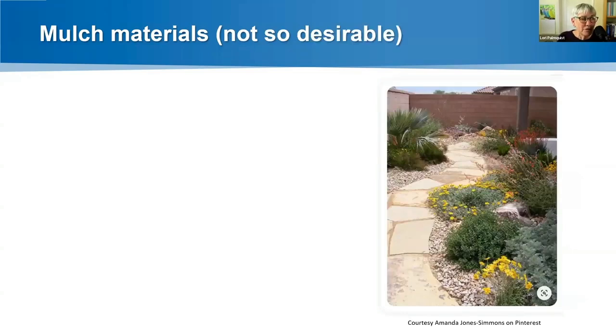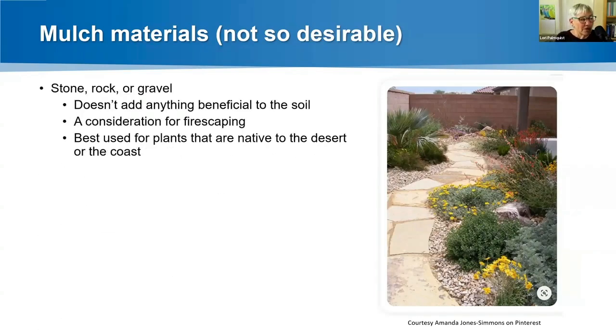Okay, so now this part is mulch materials that are not so desirable. And this is stone, rock, or gravel. Now, stone, rock, and gravel, they don't add anything beneficial to the soil, and that's why they're not so desirable. Because the arbor chips especially add a lot to the soil. They call in the beneficial microbes, and then nature happens, and all of these processes go to work. That doesn't happen with stone, rock, or gravel.